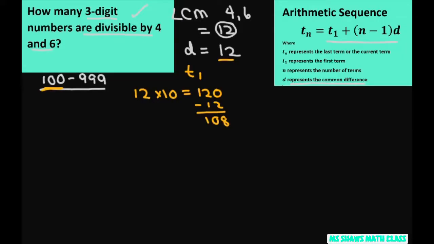So 108 is going to be your first term, because if you subtract 12 again, you get 96, and that's less than 100. It's not a three-digit number. So our first term is just going to be 108.